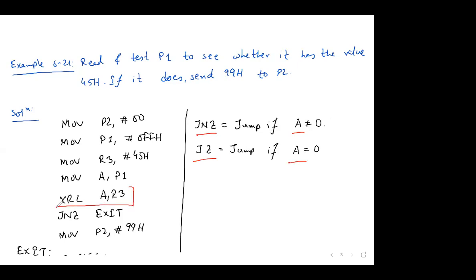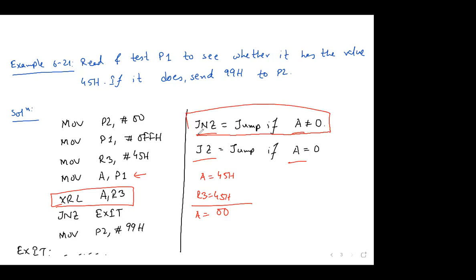When you are writing this line, XRL A, R3, A will contain whatever you are getting from port 1 in this line. And R3 already contains 45H. So if you are getting 45H from port 1, and you XOR the same values, what is the result that you get? Zero. Exactly. So in that case, your accumulator is zero.